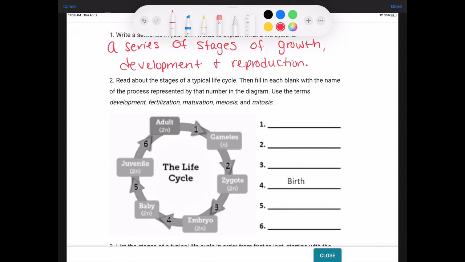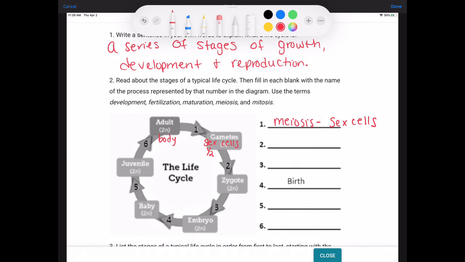If you look here, it's asking you to talk about the different stages of the life cycle represented by this diagram. So if we look at step 1, it's an adult, and adults which have 2N chromosomes, remember that's the full body number of chromosomes, they can produce gametes. Those are your sex cells, which are half the number of chromosomes of body cells. So that is meiosis. Meiosis makes sex cells.